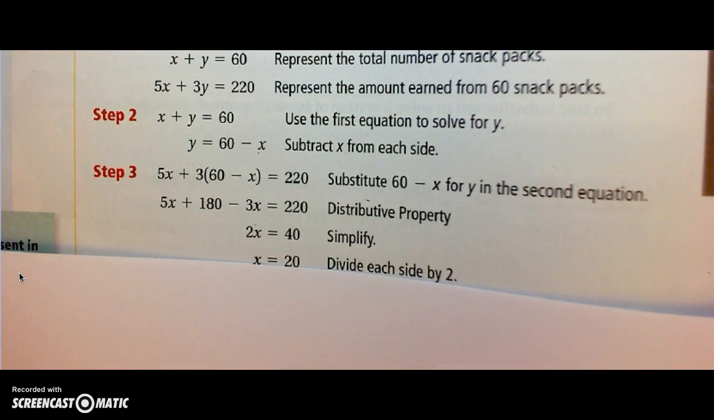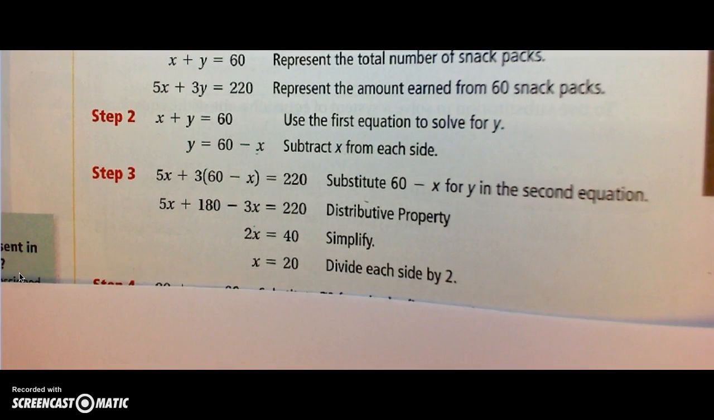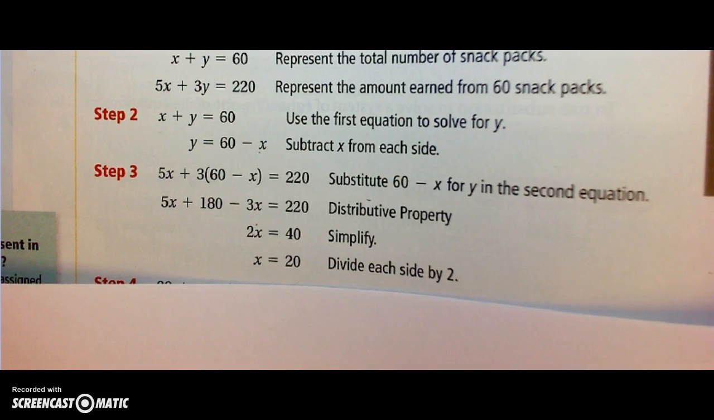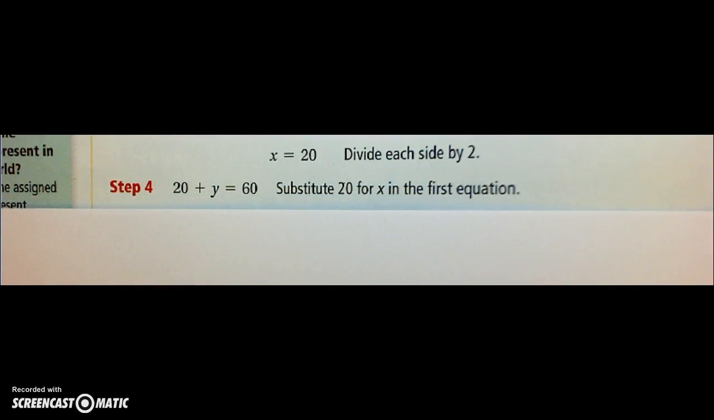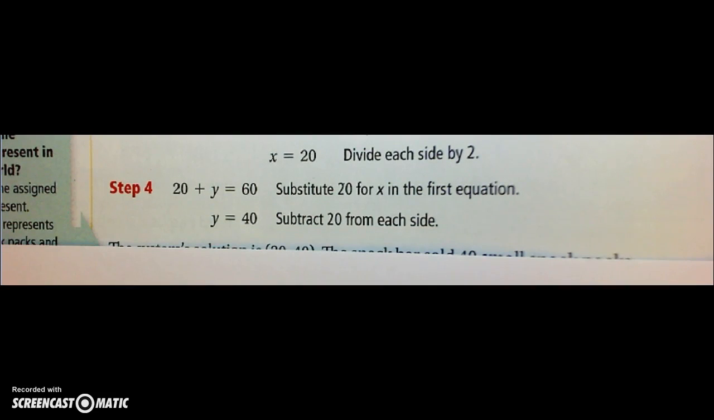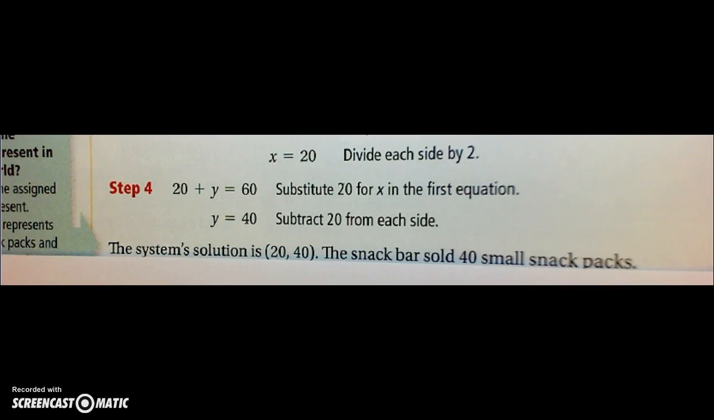So we know that x is 20, but we still need to find what our y is. So we substitute this into one of the equations, and we have 20 plus y equals 60. So we can see y is equal to 40. So the system's solution is 20, 40. The snack bar sold 40 small snack packs.